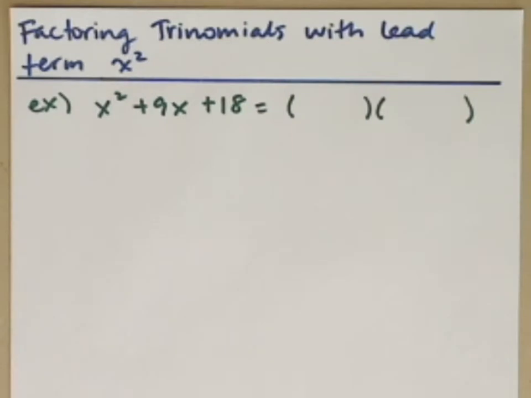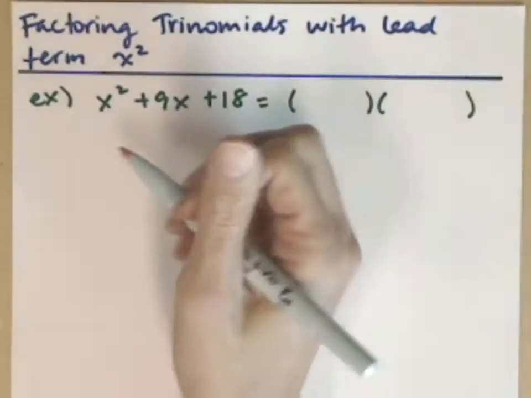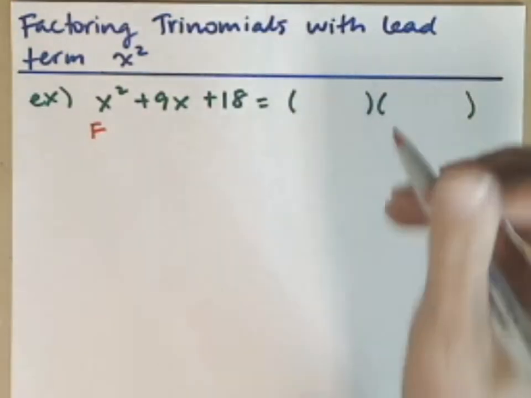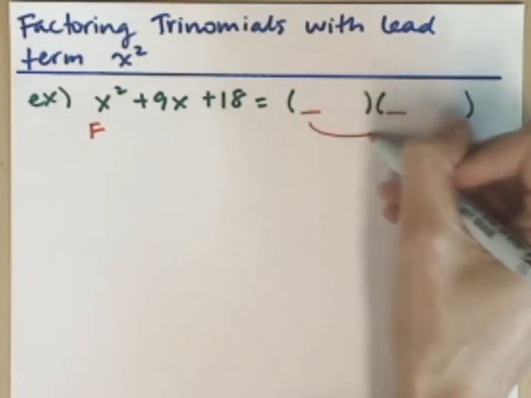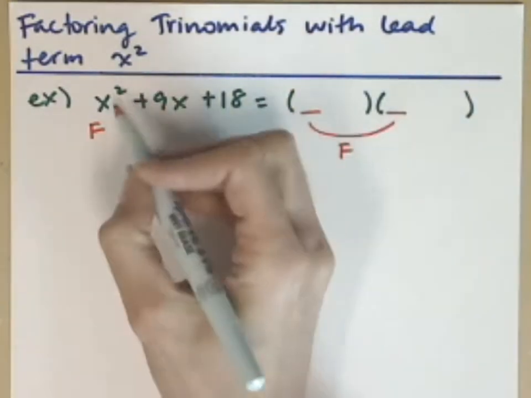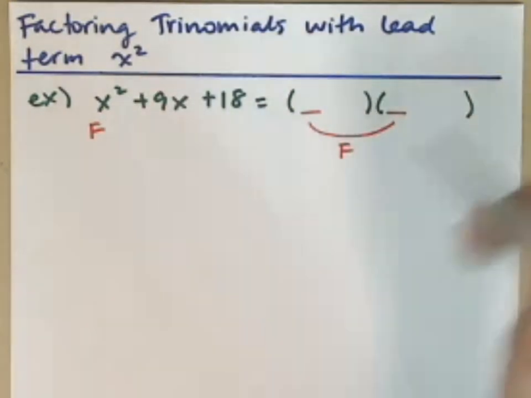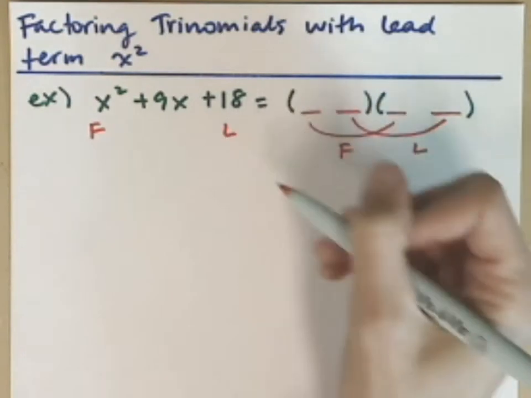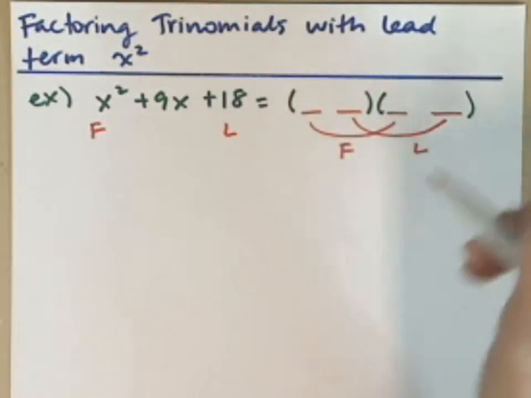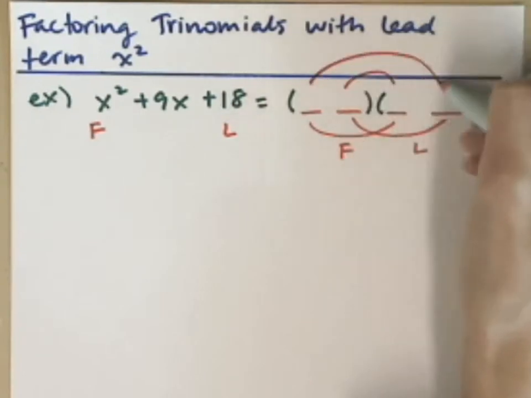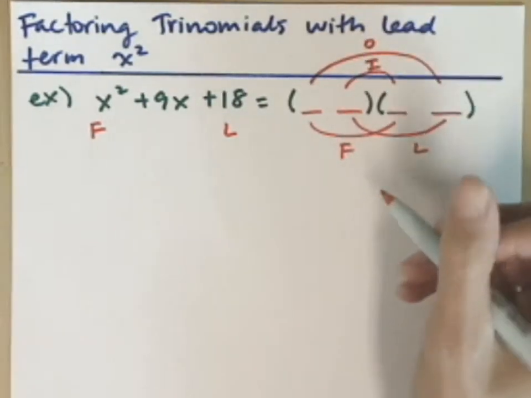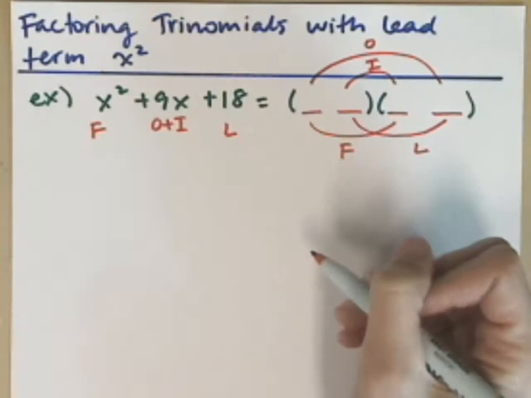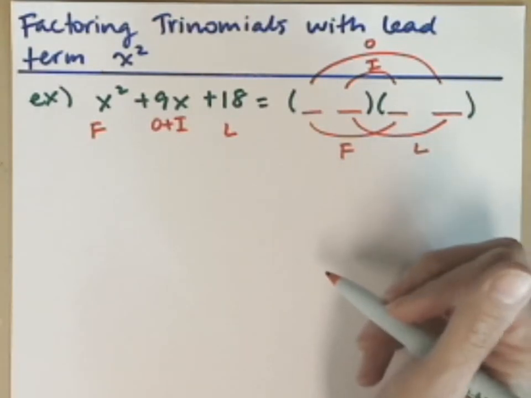What we're doing is to rewrite this using FOIL. So we're really going to be undoing FOIL. When we do FOIL, we do first, outer, inner, last. When we multiply the first two terms together of our two binomials, we're going to get the first term of our answer. When we multiply the last two terms together in that binomial, we're going to get that number at the end, the 18. And when we multiply together the outer and inner terms, we're going to end up combining like terms to get this 9x, outer plus inner. So when we're factoring, we're really just undoing FOIL.